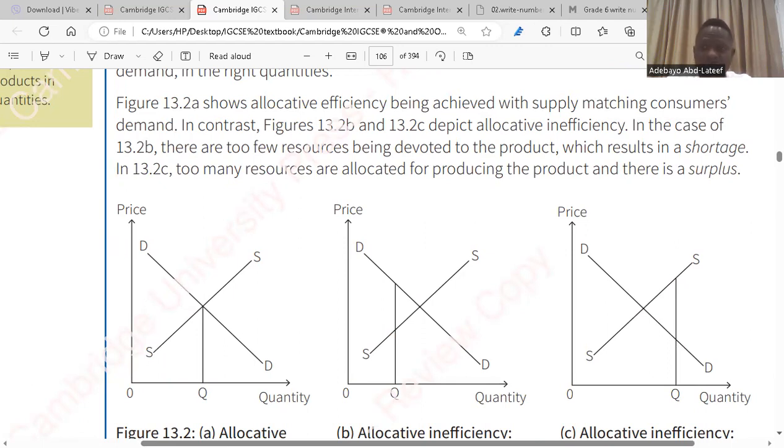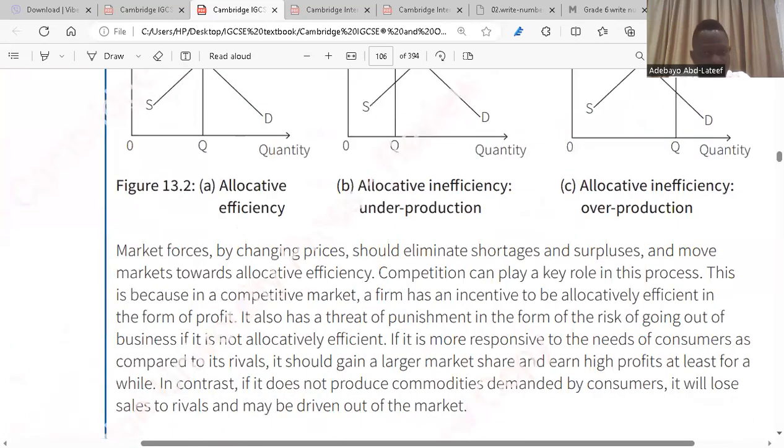In contrast, so let's look at it. Demand and supply equal here. That is allocative efficiency. Demand is more than supply here. That is inefficiency. And the third one is also inefficiency. Do you understand? So allocative efficiency will come when demand meets supply. Quantity, demand and supply equal. Is it clear?